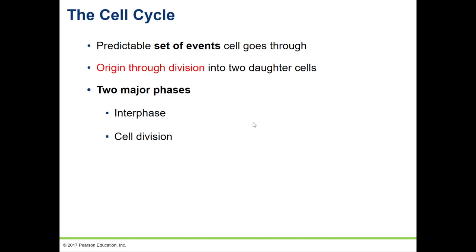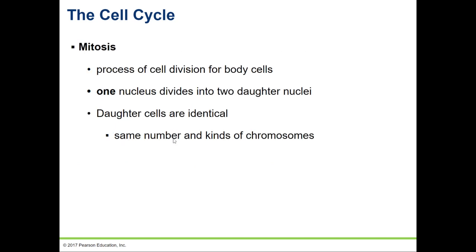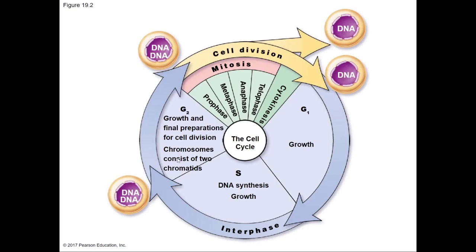And there's two major phases we want to look at. The interphase, which is kind of a growth and development phase, and then the actual cell division portion, which is mitosis. So mitosis is going to produce two identical daughter cells from one original body cell. And this is a duplication of basically the nucleus and the chromosomes that are in it.